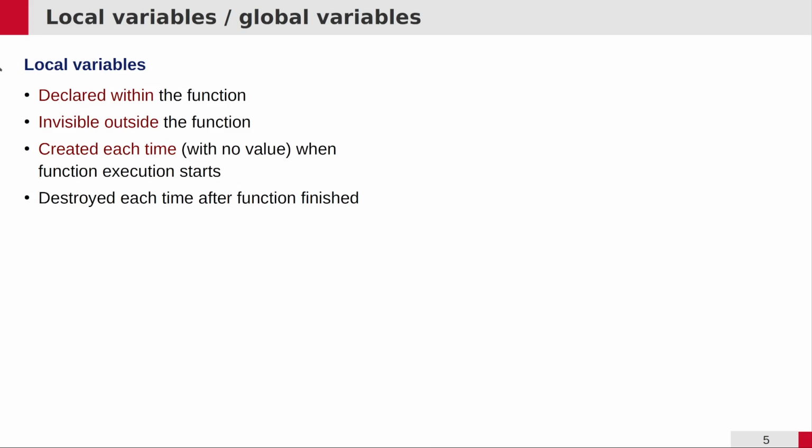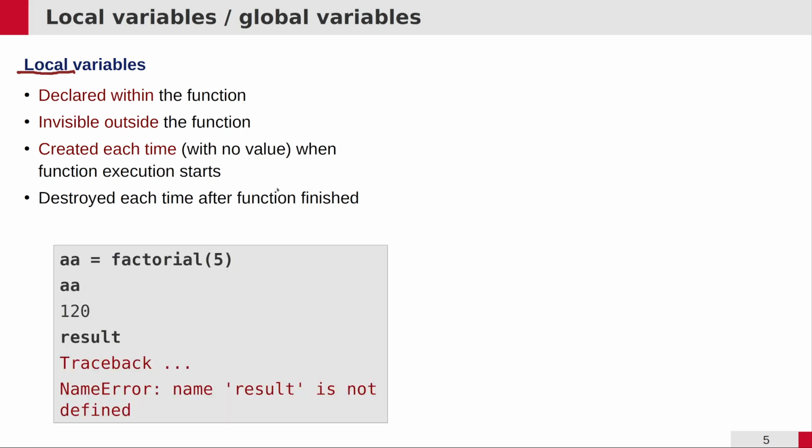So the local variables are all the variables which you define within the function, and the good thing is they are invisible outside, and whenever you call the function, they are created newly with new content, and they are also destroyed whenever you exit the function.